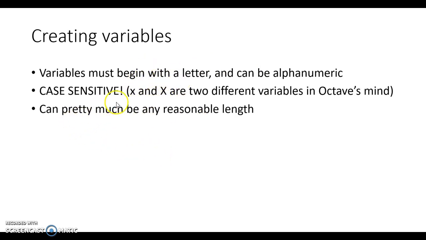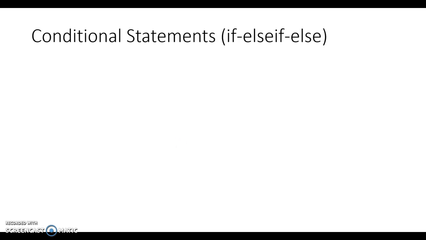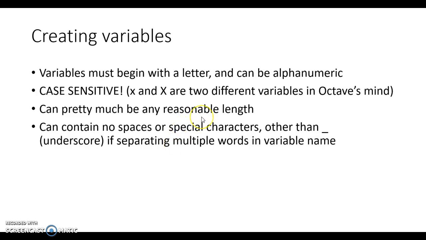It can be pretty much any reasonable length. I think there's a limit to how long your variable name can be, but it's not usually an issue. It can contain no spaces or special characters other than an underscore if you're separating multiple words in a variable name. So let's say you want to call a variable your speed, and you want a space between the word your and speed. You can put an underscore between your and speed, and it will still treat that as a single variable. All right, so let's go ahead and execute this in Octave.